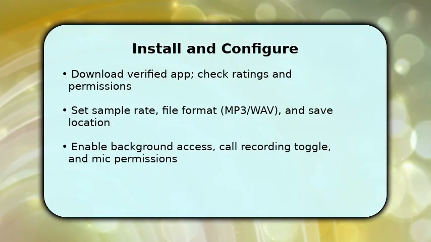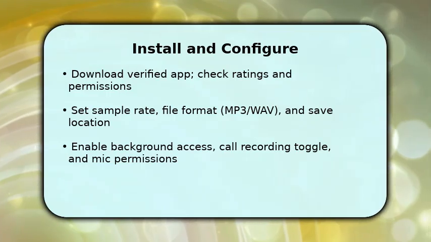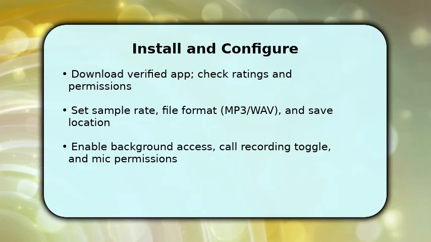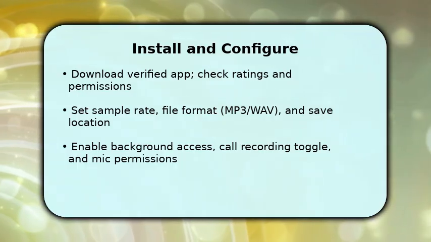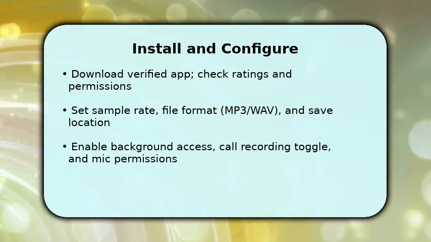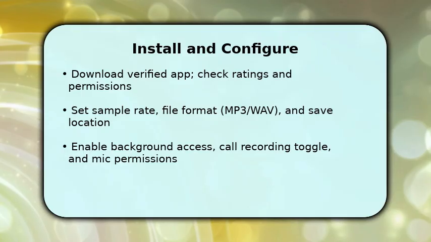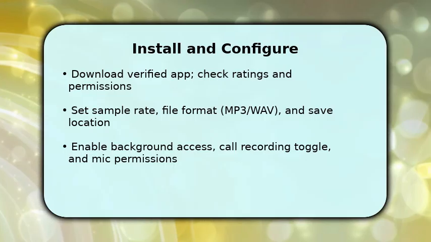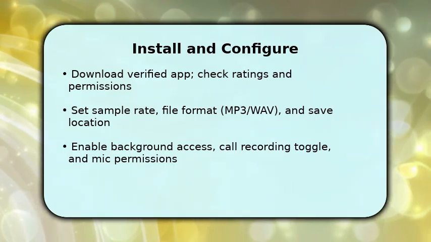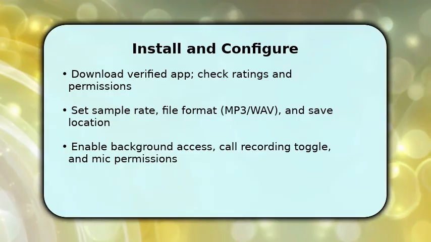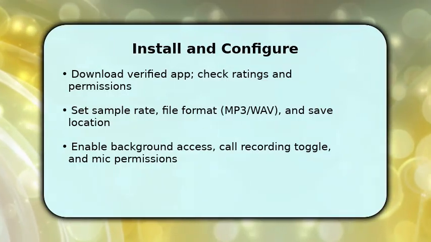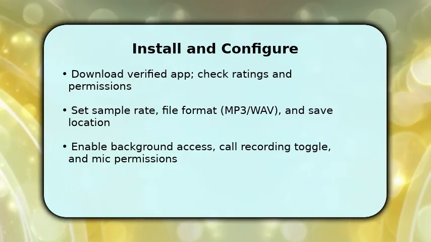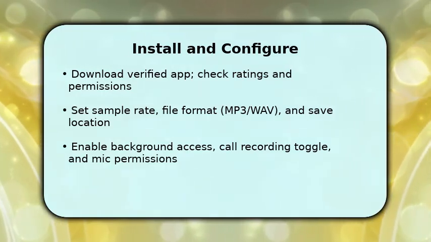You now install and configure the recorder. Open the App Store, pick a reputable recorder, and install. Once installed, grant microphone and storage permissions so recording can run in the background. Then adjust recording quality. Choose MP3 for space efficiency or WAV for higher fidelity, and set sample rate if offered. Also select a save folder or cloud sync to avoid local loss. Finally, test a short recording to confirm levels and playback before relying on it for important calls.